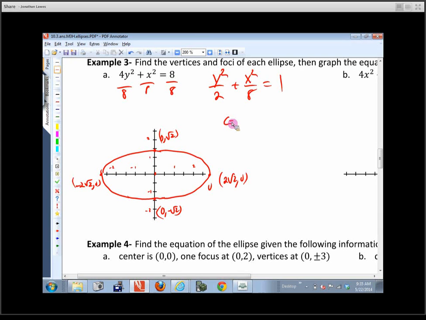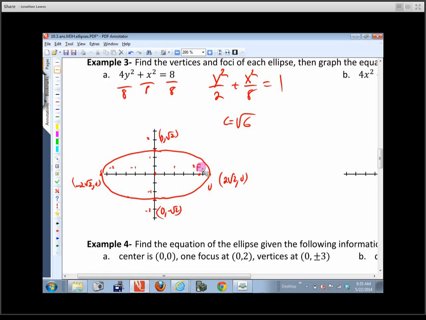And the distance from the center to the focus. Radical. How do you find it using these two numbers? Big one minus little one. 8 minus 2 is 6. So I'm going to go forward radical 6, which is a little bit more than 2. So I'm going to put that about right here.